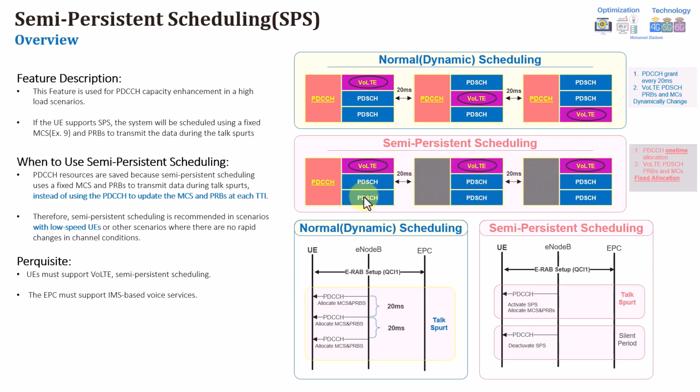This means that every 20 milliseconds, there will be no need for allocation of PDCCH resources. So this will save PDCCH and will give a great improvement in the PDCCH allocation, as you can see here. But the main point, which might result in some drawbacks, is that the scheduling information for the MCS and PRBs will be the same all over the call.